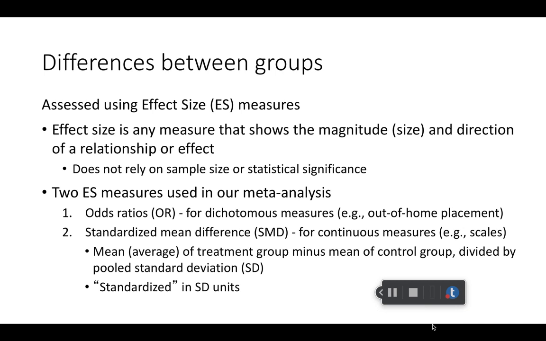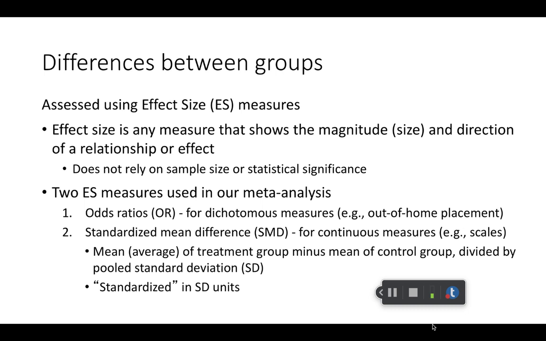The differences between the MST groups and groups that received other treatments were assessed using effect size measures. An effect size is any measure that shows the magnitude or size and direction of a relationship or an effect. So it shows whether the MST group did better, worse, or the same as another group, and it does not rely on the sample size or statistical significance. So it's a really good way to look at the size and direction of a difference.